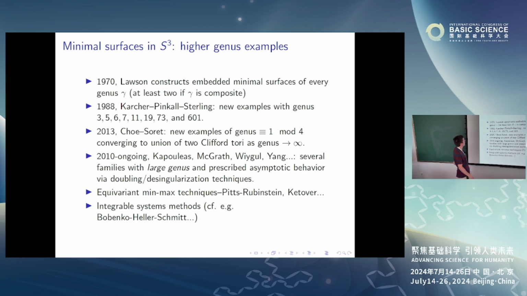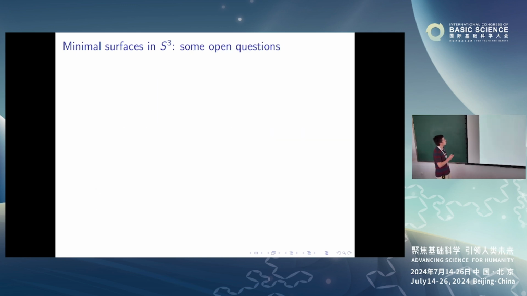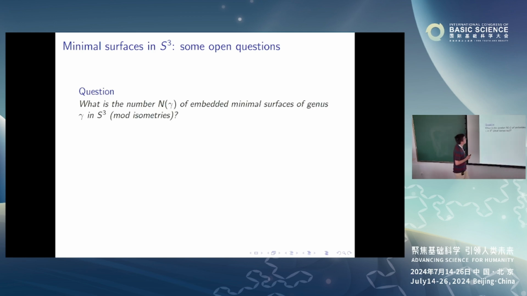All right, so let me just remind you of some of the big open questions here. I don't claim that these are necessarily the most fundamental ones, but they're some guideposts for seeing how much we understand about this space of minimal surfaces in S3. All right, so first we can ask a very cheap counting question, which is what is the number, n of gamma, of embedded minimal surfaces of genus gamma in S3, right?